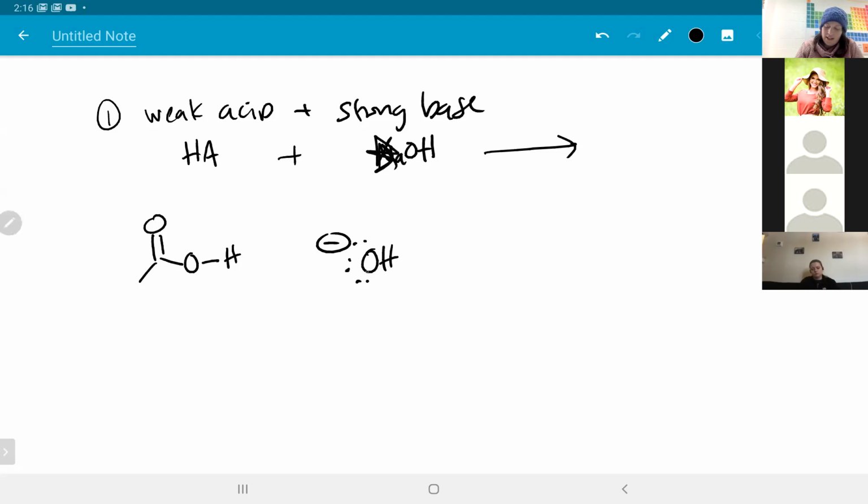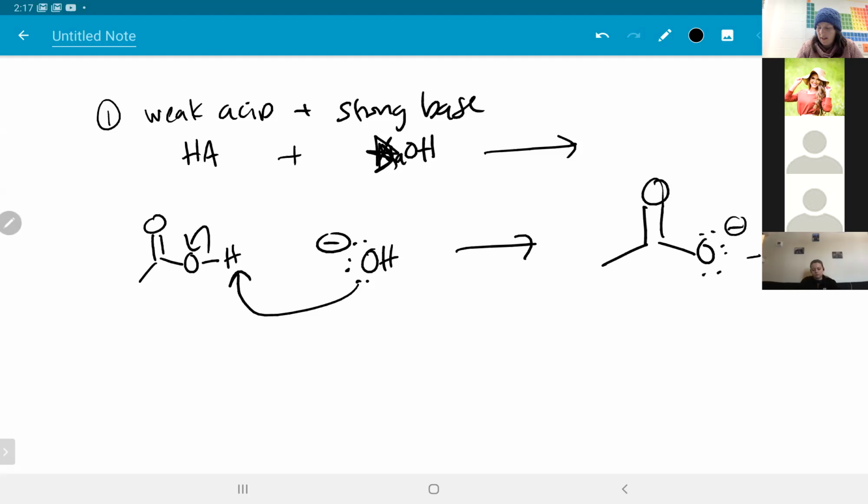And this is our strong base. Anything that has a localized charge, like a 1-, this kind of relates to organic chemistry, is really unhappy. It doesn't want to have that localized charge. So it's going to try to fix itself. So it's going to grab that hydrogen, and then the bonding electrons are going to jump up on that oxygen, and then you form acetate and water. So this is my HA, this is my strong base, this is my A-, and then I form a water molecule.